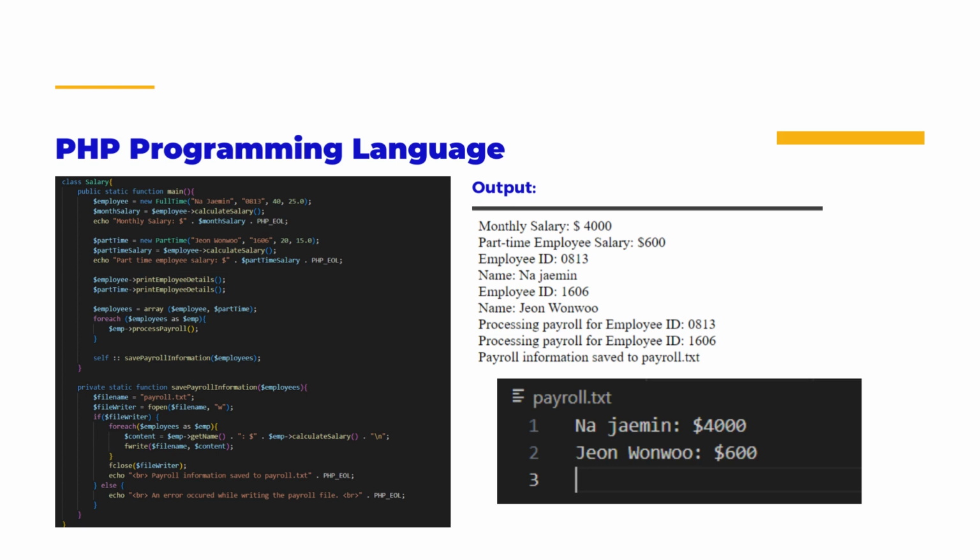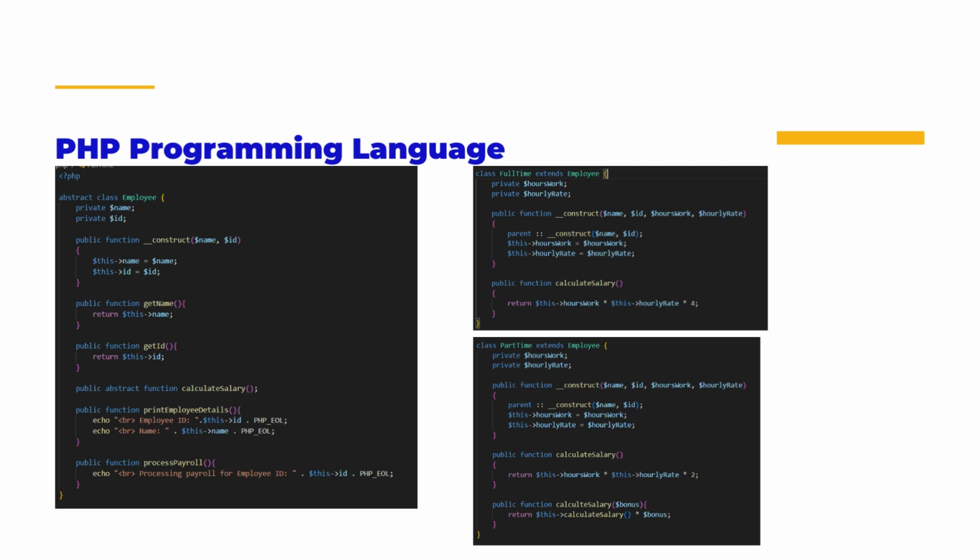After defining the salary class, an abstract class named Employee is defined. It contains private properties for the employee's name and ID and provides methods that get these values. The employee class also declares an abstract method, calculate salary, which is meant to be implemented by the subclasses. This method calculates the salary for an employee.